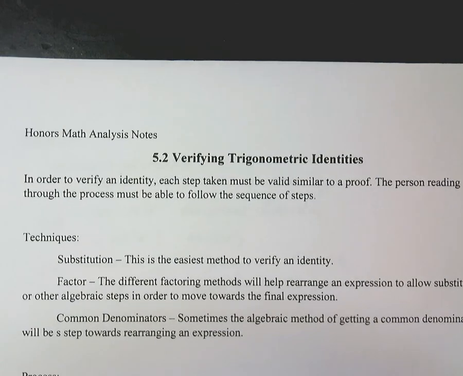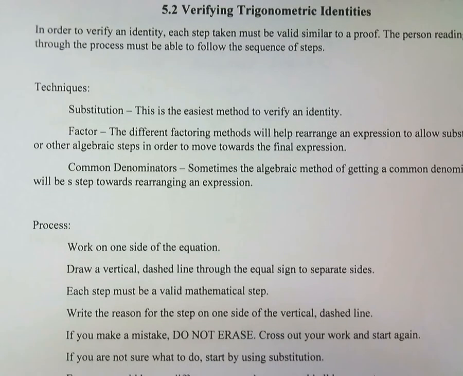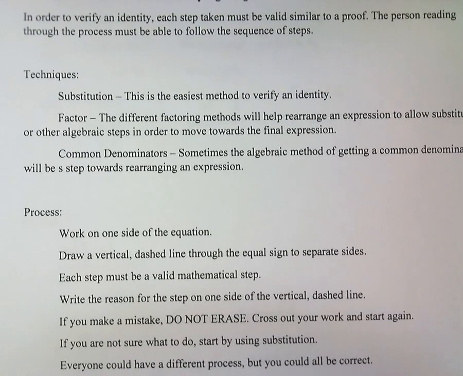So what we're looking at is that there are going to be different ways to solve these trigonometric identities. We're going to use substitution, we're going to use factoring, we're going to use common denominators. And the process that I want you to do is I want you to work on one side of the equation only, and I'll model this in a second. You're going to have to draw a vertical dashed line through the equal sign to separate the two sides. Each step must be a valid mathematical step, and you need to write down what you're doing.